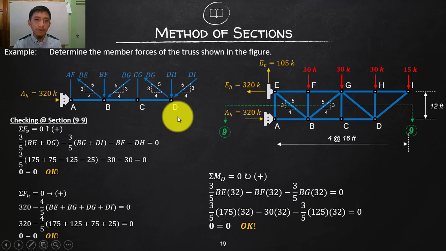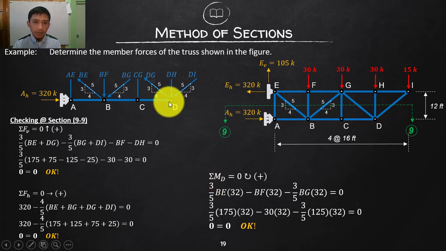Now, the final equation that I need to satisfy is to take a moment at any point I want. You can take here, there, or even outside the figure. But of course, solution-wise, I'd suggest finding a point where a lot of forces will be cancelled. If I take a moment at D or B, it will cancel this force and that force. So I'd rather choose the summation of moment at D.